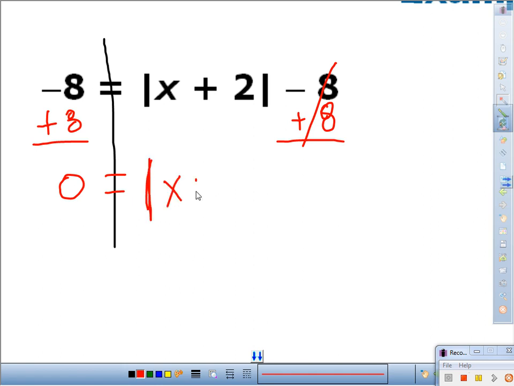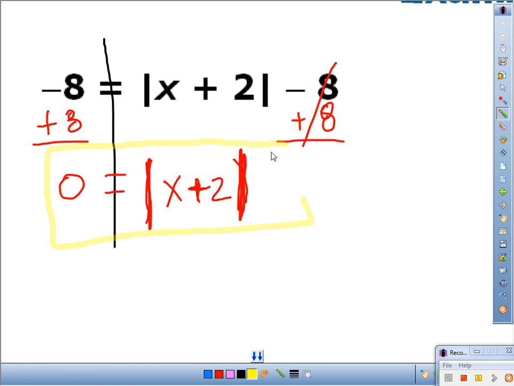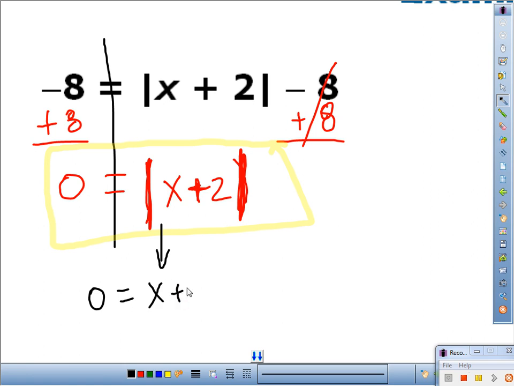This becomes 0 equals absolute value x plus 2. Here we have a dilemma. Is there anything outside the absolute value at this point? No. So what would be the next step if this was a different number? One positive and one negative. But is there such a thing as a positive and a negative 0? So we only write it once: 0 equals x plus 2, because there's only one 0.